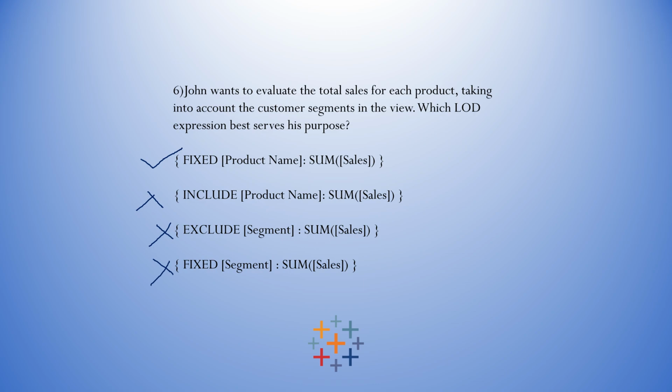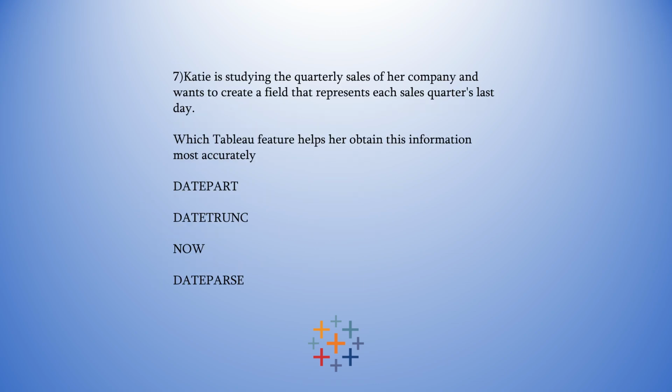Let's move to the next question. Question 7. Katie is studying the quarterly sales of her company and wants to create a field that represents each sale quarter's last day. Which Tableau feature helps her obtain this information most accurately? So we will eliminate one by one the options which are not relevant. So first is DATEPART. Okay, DATEPART will give us some specific part of a date like a day, quarter, month, but it won't give us the last day of the quarter, so we cannot extract it with DATEPART.